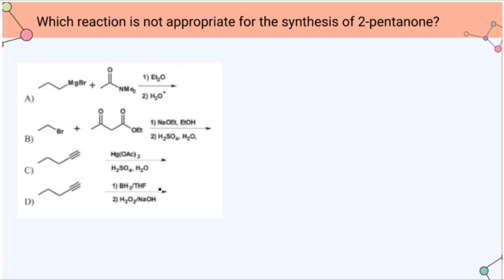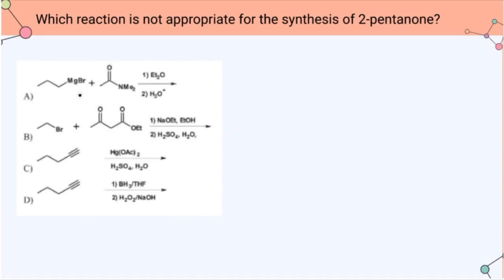Let's see which of the given reactions will not yield 2-pentanone as a product. So let's analyze the reactions one by one. The first reaction is between a Grignard reagent and an amide. The Grignard reagent given here is propyl magnesium bromide. It is treated with an amide, that is N,N-dimethyl ethanamide.